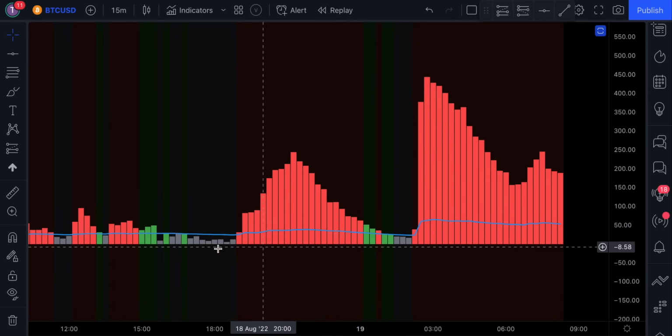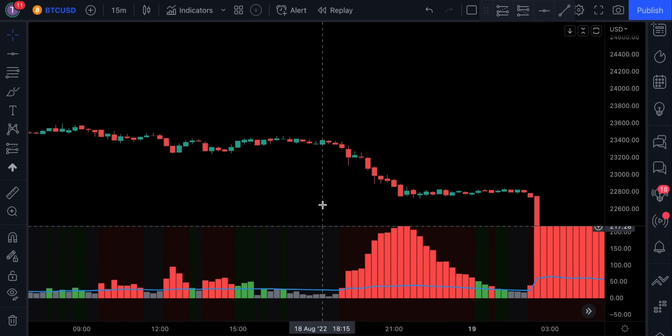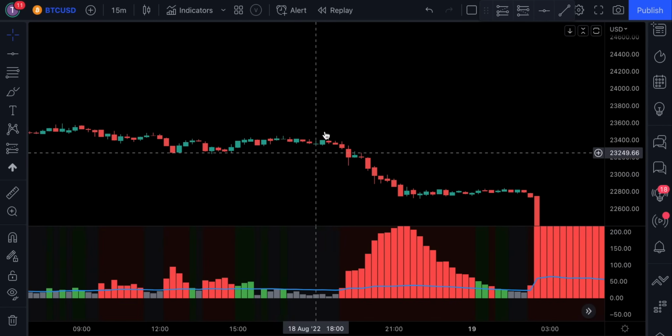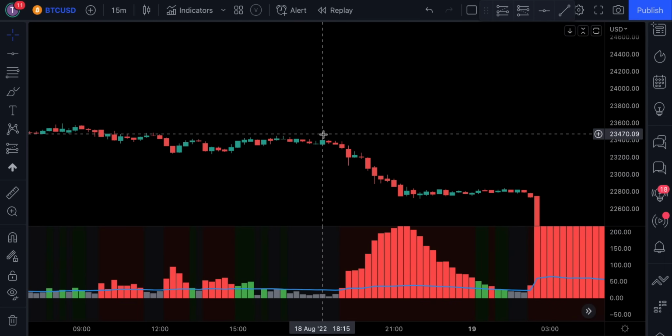This moving average acts as a filter. As we can see, when the histogram is below the moving average, there are no signals to be issued. This usually happens when the volume in the market is low, and these are exactly the times we want to avoid.